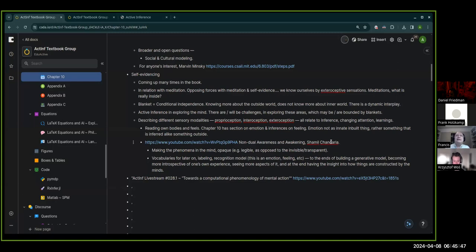Secondly, just a related thing, a very simple point, but it struck me as interesting, which relates to the whole idea of making the transparent opaque, and the fact that by making it opaque, you can see it, which of course sounds a little paradoxical.